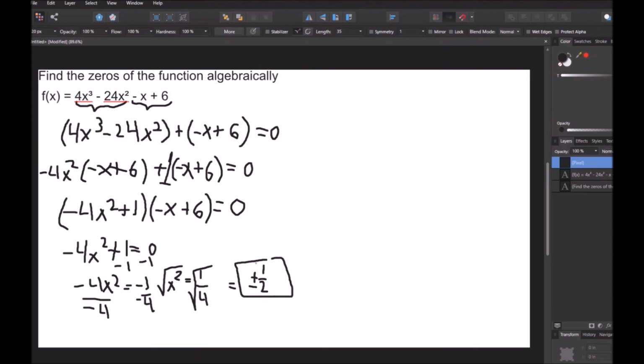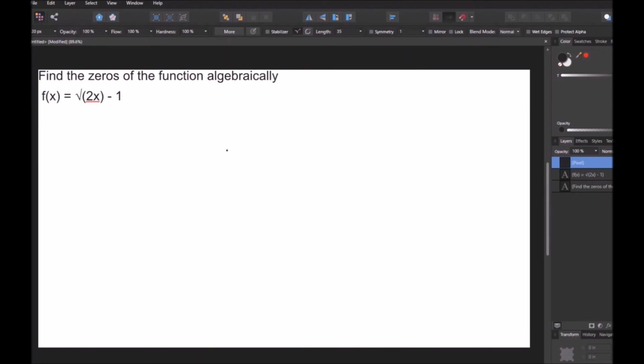And we also have this one over here. Negative x plus 6 equals 0. I can subtract 6 on both sides, and I'll have negative x equals negative 6. Because I'm trying to get x completely by itself, I want to get rid of that negative, so I'm going to divide by negative 1, and negative 6 divided by negative 1 is positive 6. So we have 3 zeros in this problem: plus or minus 1/2 and 6.